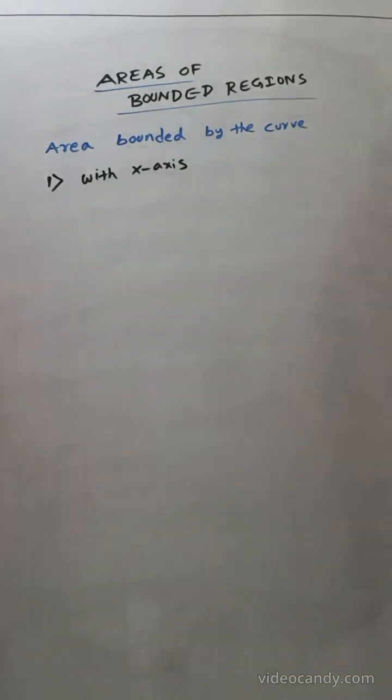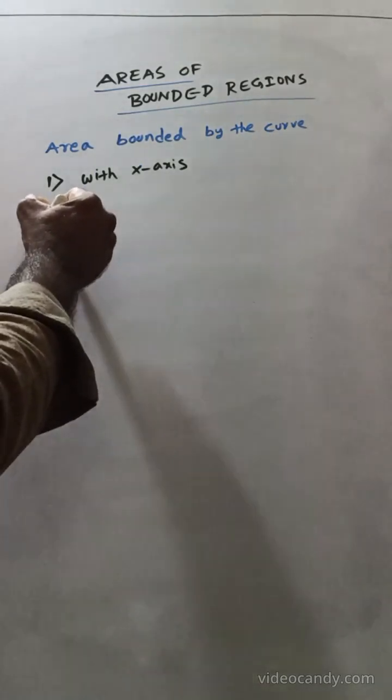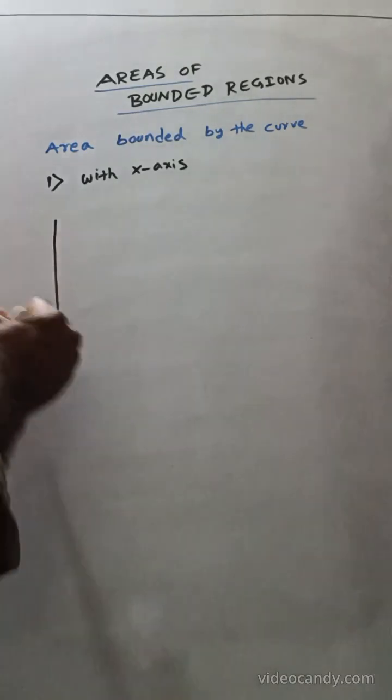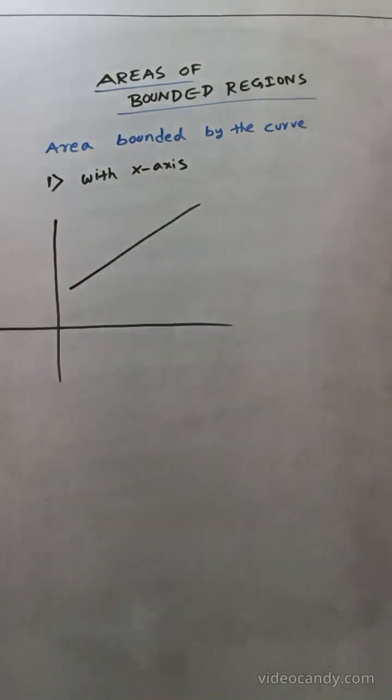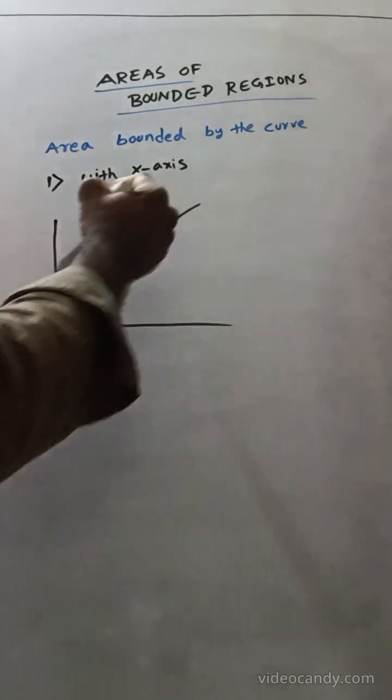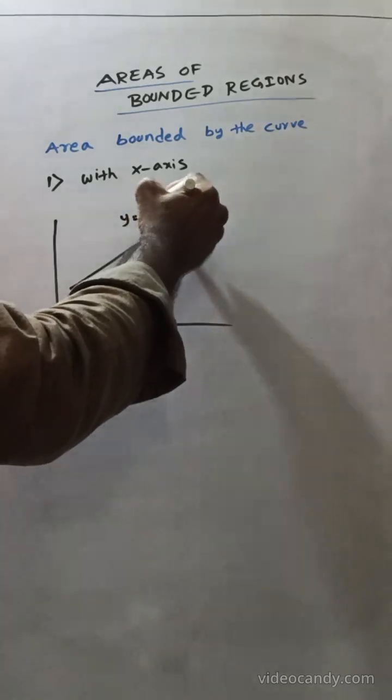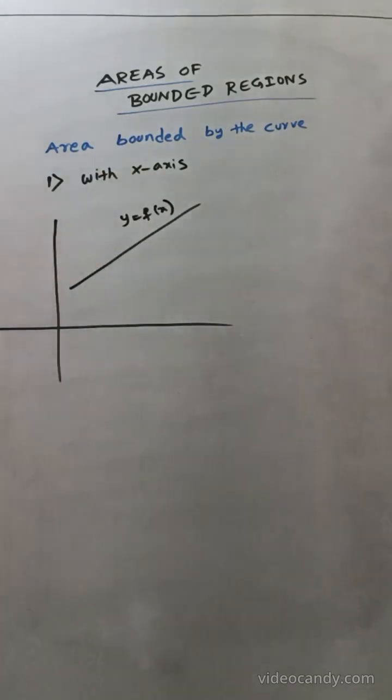Now first let us see how many types of problems, how many types of models come with the area bounded with the x-axis. The curve with the x-axis. So here we have these three types of concepts. The first one is this one. This is a curve y is equal to f of x. It might be like this.